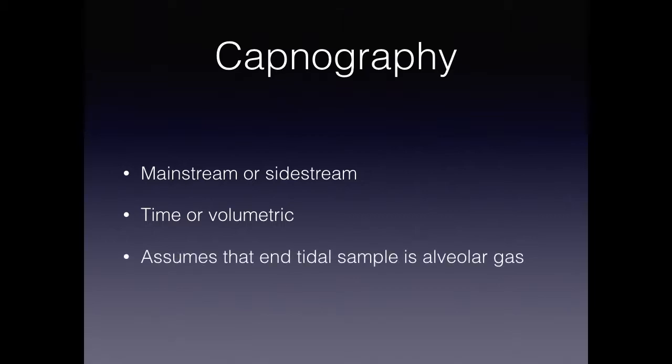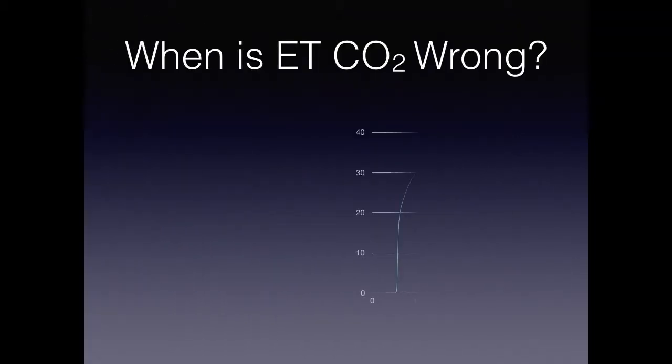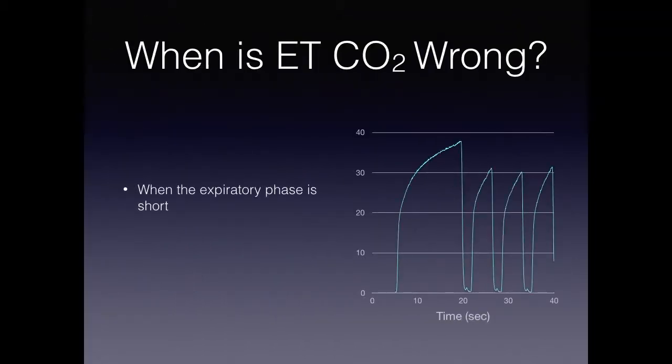But really what it assumes is that the end-tidal sample is alveolar gas. And if it's not, and you're assuming that what you're getting somehow reflects what the arterial CO2 is, that's when you can make some really bad mistakes. So when is end-tidal CO2 wrong? I'm talking now more in the setting of general anesthesia. When the expiratory phase is relatively short, or when you have inhomogeneous lung, and you can see here a capnograph tracing. I've got two problems here.